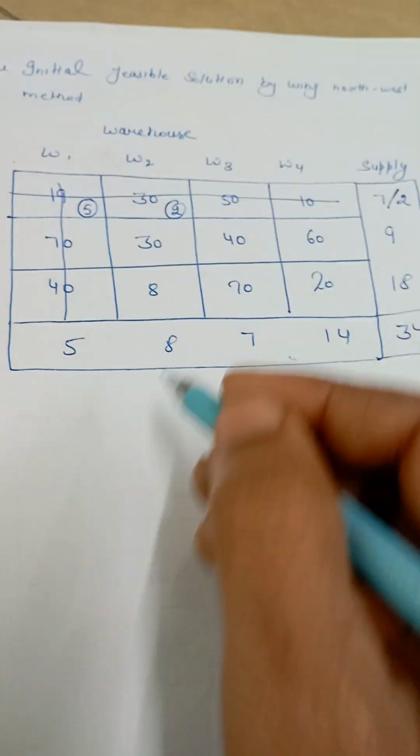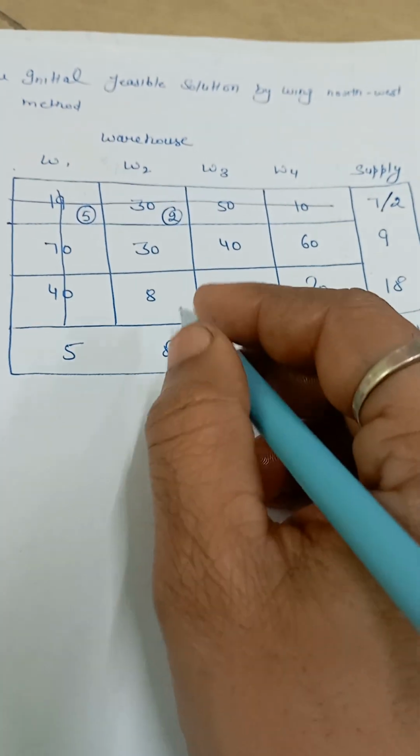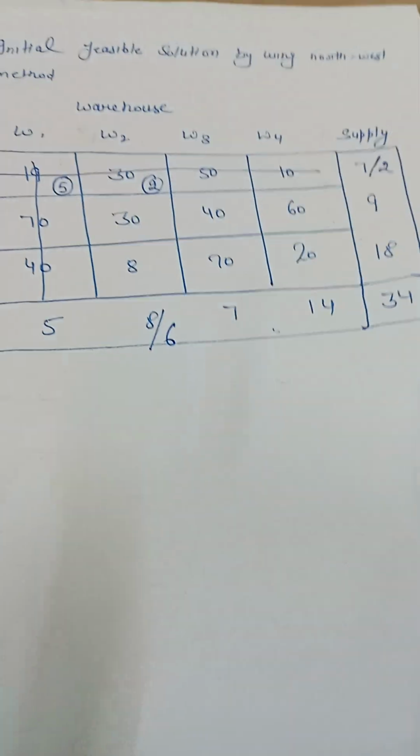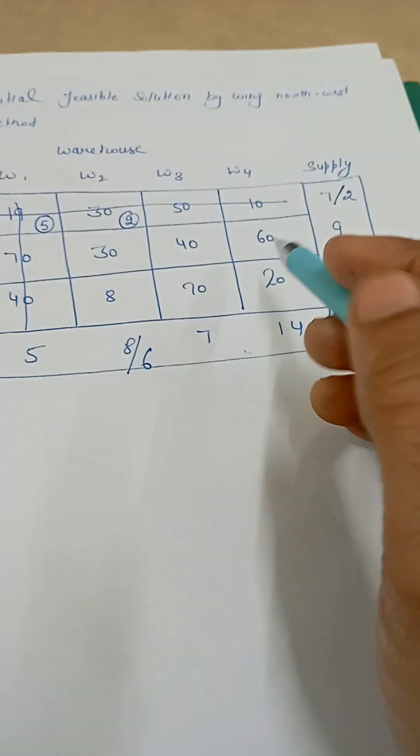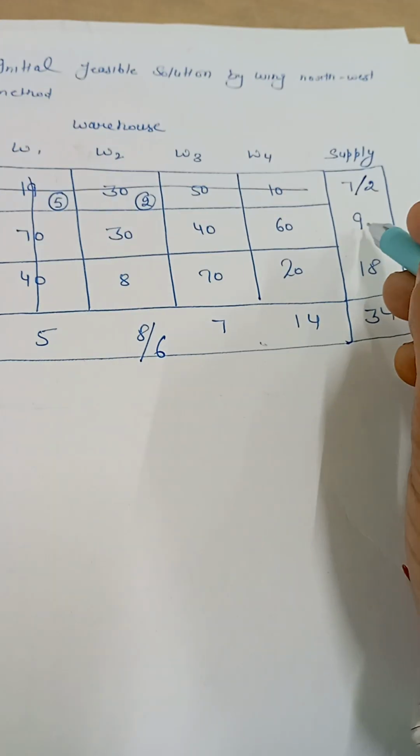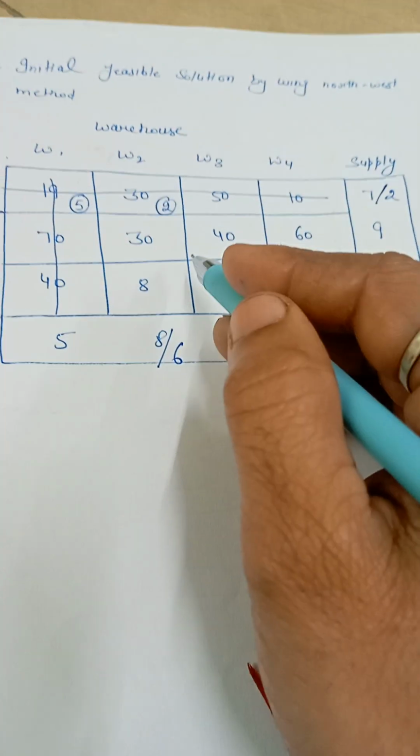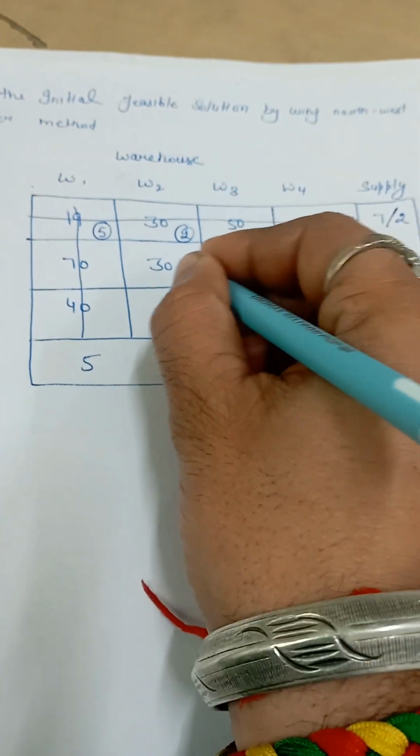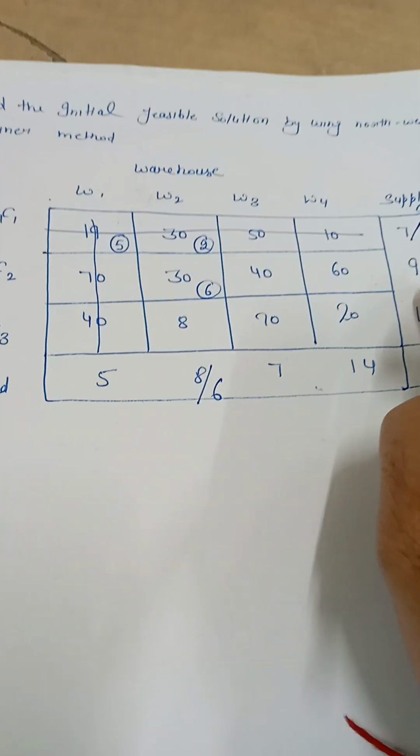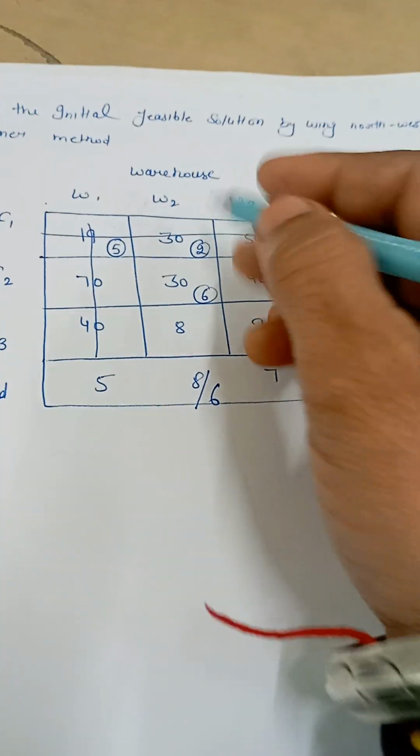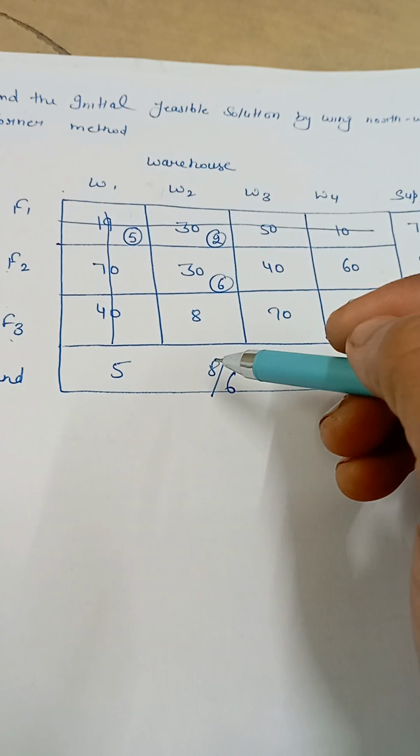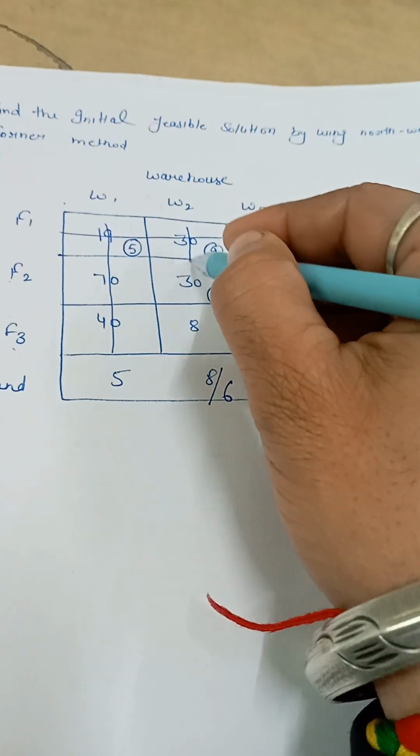Here demand is 8. We have already given 2. The pending is 6 and supply is 9. Now we put 6, because demand is less than the supply. Now we calculate here 6 plus 2 is 8. The demand of the second column is already satisfied.